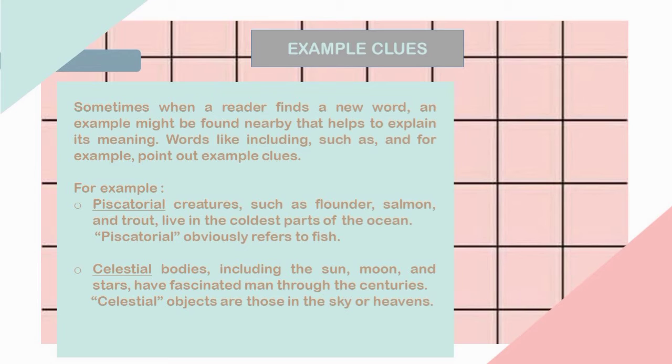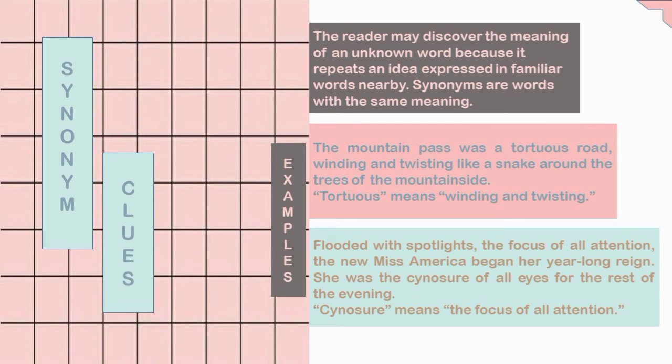For example, piscatorial critters such as flounder, salmon, and trout live in the coldest parts of the ocean. Piscatorial obviously refers to fish. Second, celestial bodies, including the sun, moon, and stars, have fascinated men through the centuries. Celestial objects are those in the sky or heavens. Synonym clues. The reader may discover the meaning of an unknown word because it repeats an idea expressed in familiar words nearby. Synonyms are words with the same meaning.